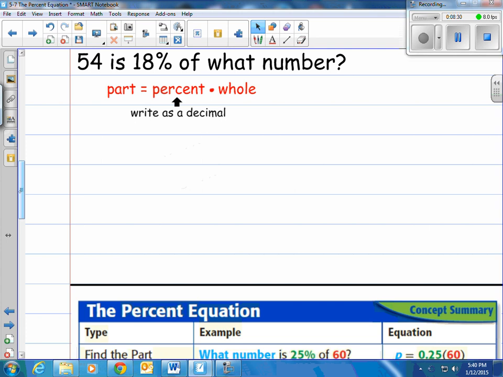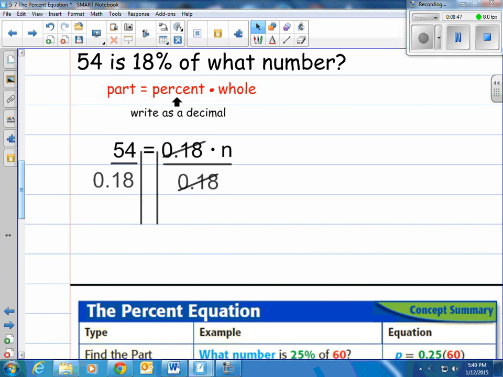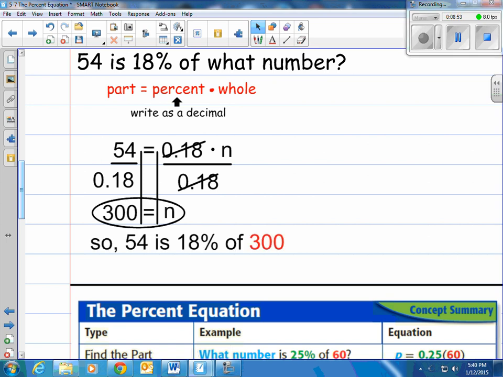All right, how about this one? 54 is 18% of what number? Again, building our equation, 54 is 0.18 times the missing whole. Then we would divide both sides by what's in front, 0.18. On the right side, it disappears. On the left side, we get 300. So we would say 54 is 18% of 300.